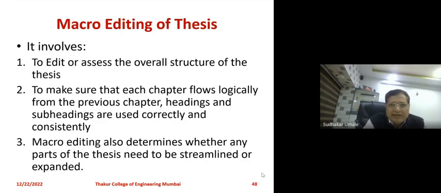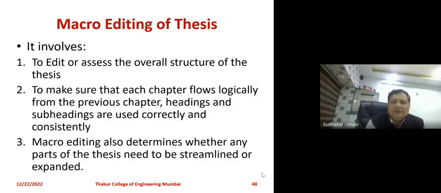So after completing micro editing, you have to go to macro editing. What is meant by macro editing? It involves editing or assessing the overall structure of the thesis to make sure that each chapter flows logically from the previous chapter. So you have to link the first chapters, that is introduction, literature review and methodology, with results and discussion. During writing, you must check whether the heading is proper or not, whether the subheading is proper or not, whether you have selected headings and subheadings correctly, and whether there is consistency in writing. Macro editing also determines whether any parts of the thesis need to be streamlined or expanded.